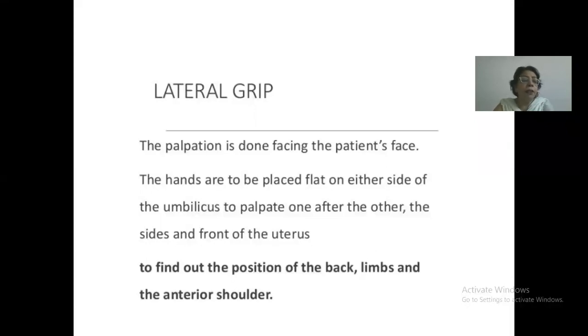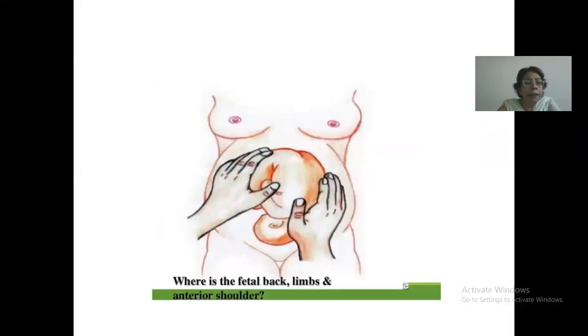And this will tell you the position of the back, the limbs and the anterior shoulder. So when you feel a smooth curved back on one side and small knobby fetal parts, which are nothing but limbs, on the other side. Now, this is the lateral grip. You do it simultaneously with both hands and it tells you where the fetal back, limbs and the anterior shoulder are. Obviously, the anterior shoulder is in continuation with the spine of the fetus.